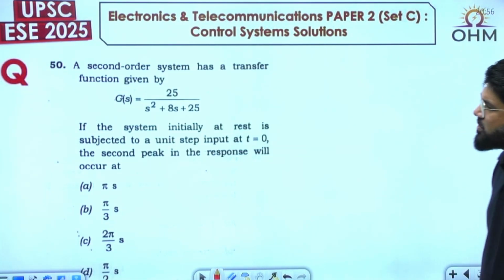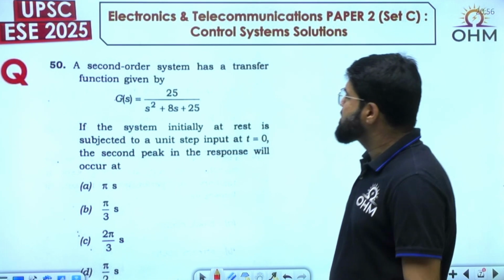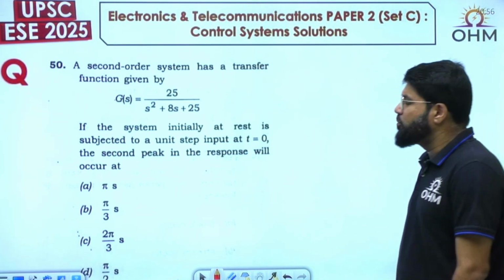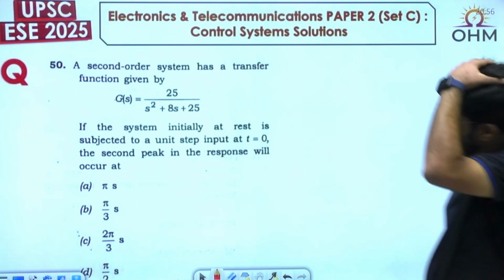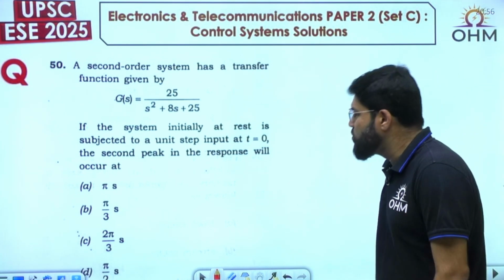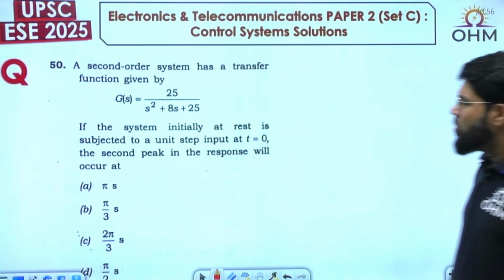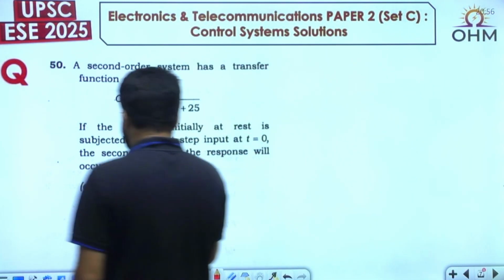Next question. Second order system has the transfer function given to you, 25 upon s square plus 8s plus 25. If the system initially at rest is subjected to unit step input at t equal to 0, the second peak in the response will occur at what time?